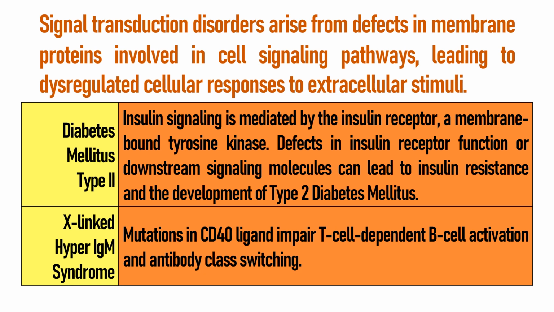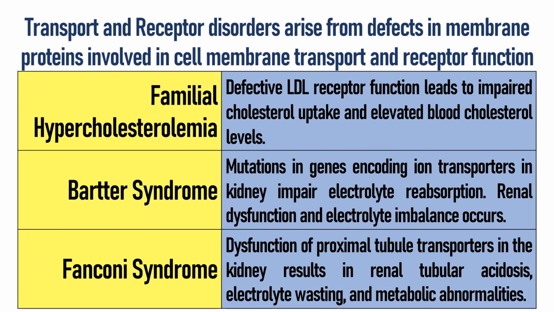Insulin signaling is mediated by the insulin receptor, a membrane-bound tyrosine kinase. Defects in insulin receptor function or downstream signaling molecules can lead to insulin resistance and the development of type 2 diabetes mellitus. Transport and receptor disorders arise from defects in membrane proteins involved in cell membrane transport and receptor function. In familial hypercholesterolemia, defective LDL receptor function leads to impaired cholesterol uptake and elevated blood cholesterol levels. Bartter syndrome and Fanconi syndrome are two other diseases in this category.